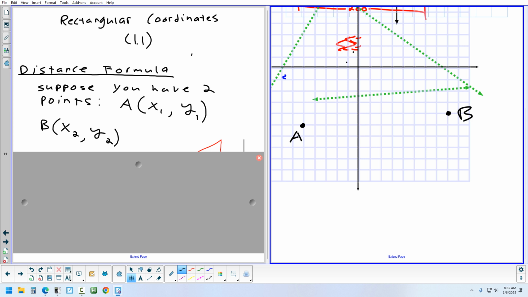So what kind of distance would be easy to measure on that grid? Diagonal distance, not easy.